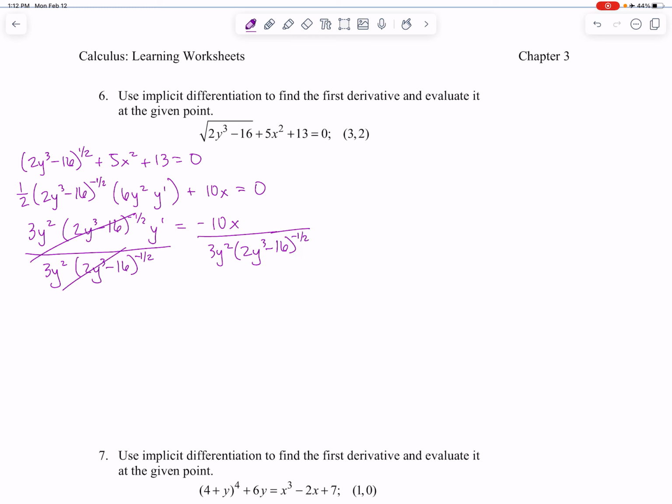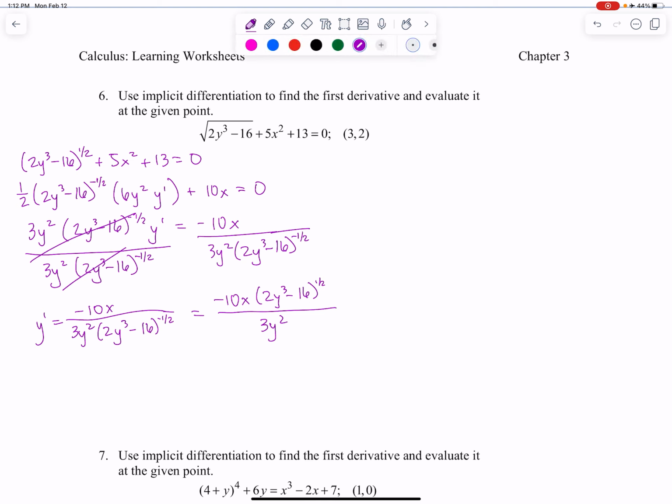So y prime is negative 10x over 3y squared times 2y cubed minus 16 to the negative 1/2 power. But we don't like having negative exponents, so we'll just move it to the numerator. 2y cubed minus 16 to the 1/2. If you really want to, you can put that in a radical.